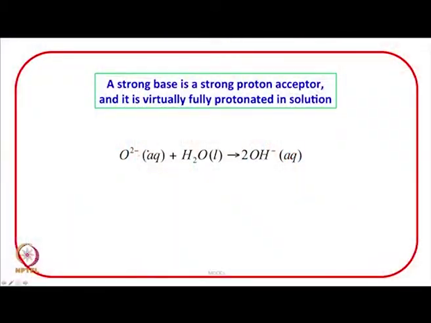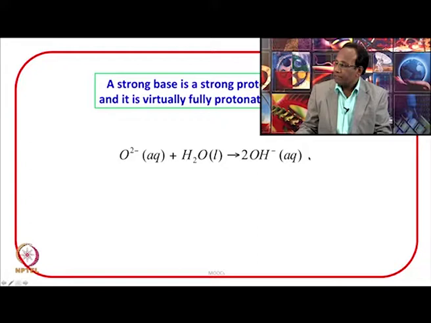Let us take one example. O2 minus in aqueous form plus H2O forms 2OH minus. This O2 minus itself will not exist in solution as such. It is virtually protonated. You see over here it immediately interacts with water and forms hydroxide ion. That is the meaning of O2 minus being a strong base and a strong proton acceptor. It is accepting a proton from water and virtually it is fully protonated.